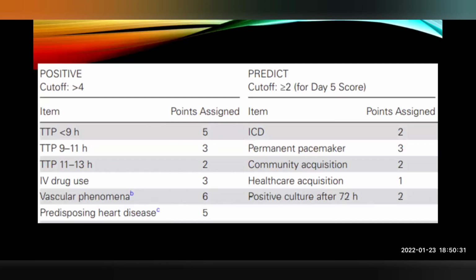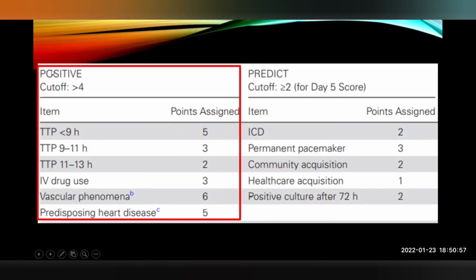So other scores. They have studied the TTP. What is TTP? Time to positivity has an implication in patients, indirectly predicting the risk of infective endocarditis. A TTP of less than 9 hours is associated with higher risk of infective endocarditis, hence you have to do the echocardiography to rule it out. So this is a positive scoring system which depends on your TTP. If it is less than 9 hours, 0.65. A cutoff of this scoring system is 4. Apart from TTP, there is IV drug use, vascular phenomena, and predisposing heart disease.